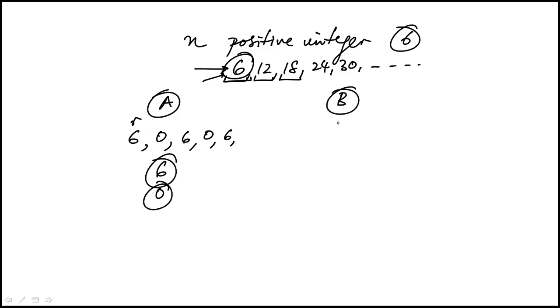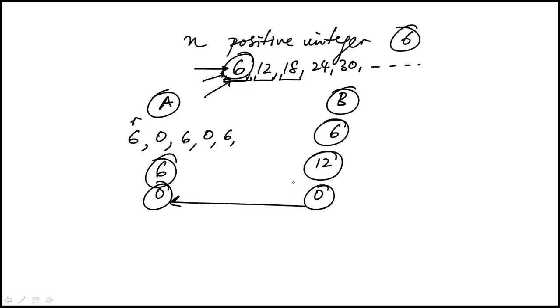Quantity B is the remainder when n is divided by 18. If I start with 6, the remainder is 6. It could be 12. If I divide 18, it's 0. So I have a possibility that if n is 18, then here the remainder is 6, and here the remainder is going to be 0. So quantity A is bigger.